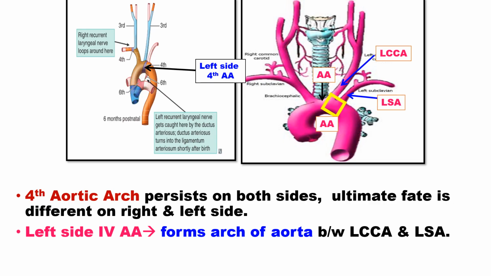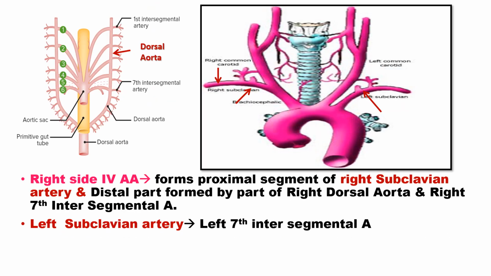The aortic arch between the brachiocephalic trunk and left common carotid is derived from the left horn of the aortic sac. The right side of the fourth aortic arch forms the proximal part of the right subclavian artery. The distal part of the right subclavian artery is derived from the right dorsal aorta and the right seventh intersegmental artery.